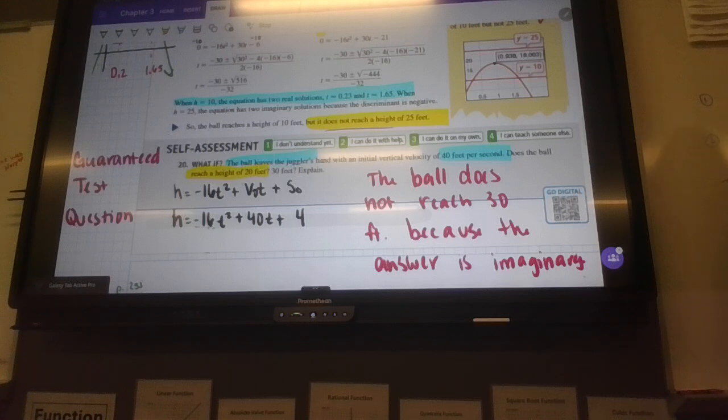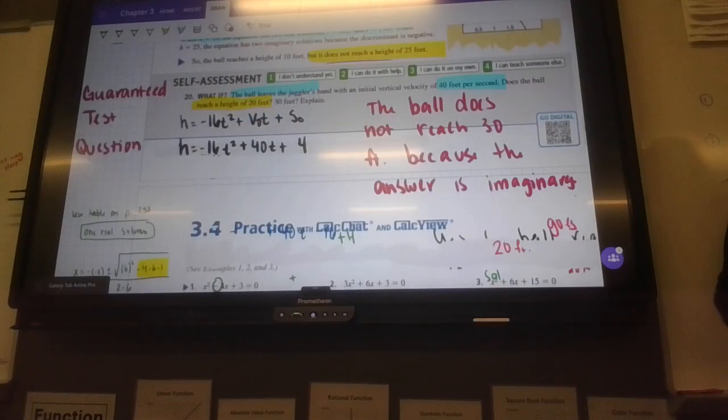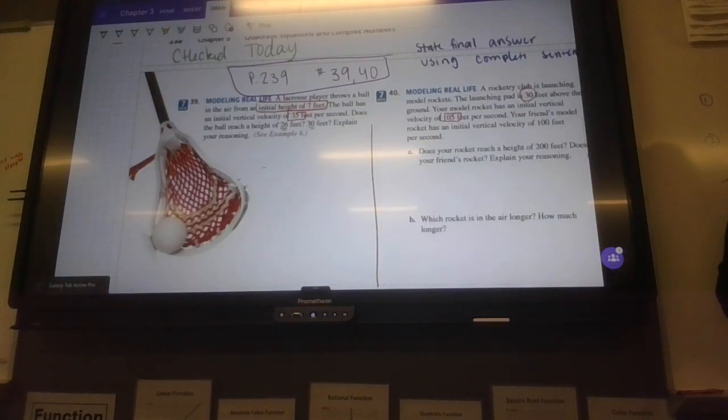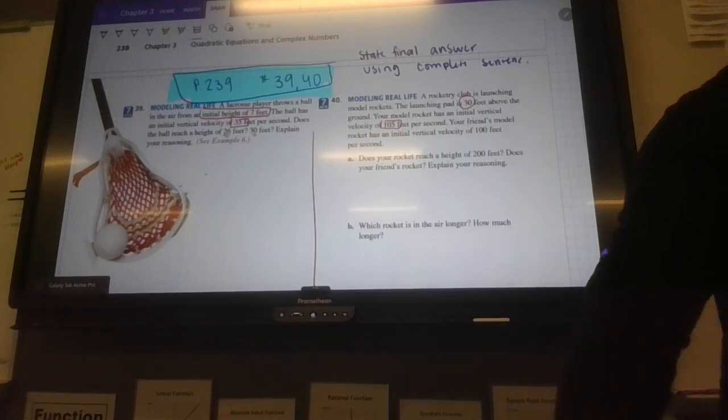Okay, any questions? So this reviews the discriminant, talks about negative radicands, and it reviews the quadratic formula, and now it's using the launched object formula. I have to look at my gradebook and see what exactly I have to grade still for third period. And so then this is your assignment. It's page 239, 34, and 40. Make sure you answer using complete sentences. And it is exactly this exact same type of question. Kind of fun to do.